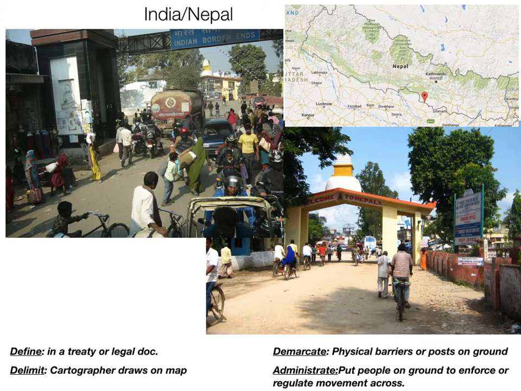Next boundary here is pictured as between India and Nepal. Again, this is a boundary essentially without dispute, and we can see it's demarcated with basically these nice entryways, with signs painted on them. So you know when you're crossing over the border, and there are authorities there to check your passport, stamp your passport, check your visa, and make sure that you're entering the country legally.